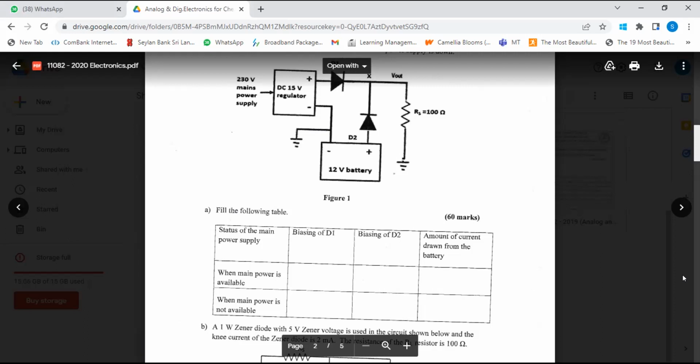When the main power is not available, D1 is reverse biased and D2 is forward biased, so 12 volts minus 0.7, 11.3 volts, is coming from the battery. Then you have this 100 ohm resistor, so the current taken from the battery is 11.3 divided by 100 ohms, which you can calculate.